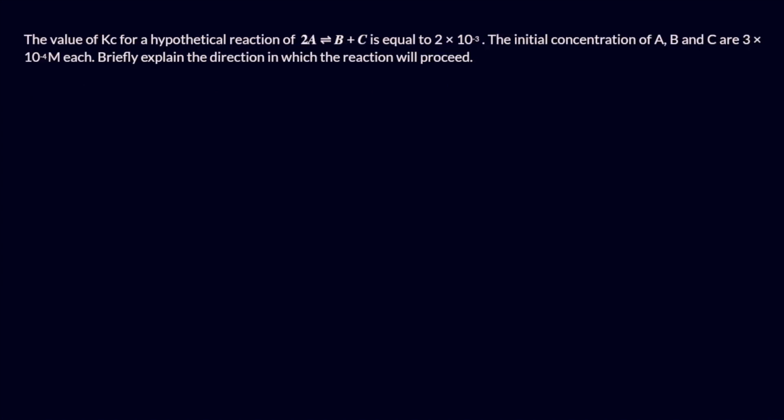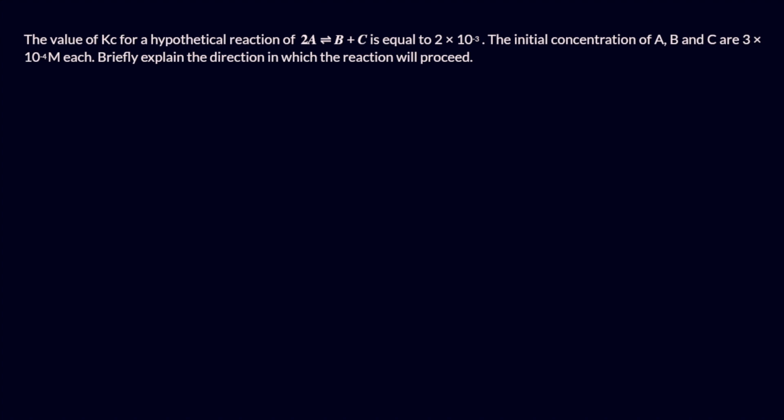Right, so now we are at the final question for test 1. The value for Kc of a hypothetical reaction of 2A to produce B plus C is equivalent to 2 times 10 to the power of negative 3. The initial concentrations of A, B, C are 3 times 10 to the power of negative 4 molar each. Briefly explain the direction in which the reaction will proceed.